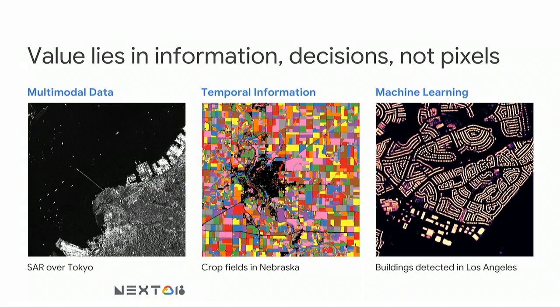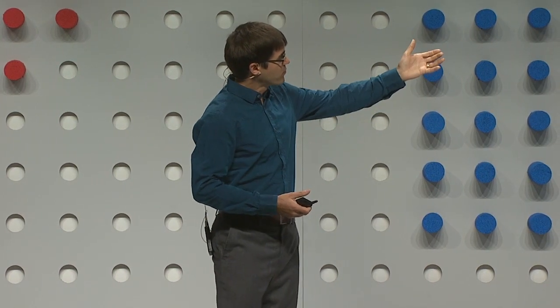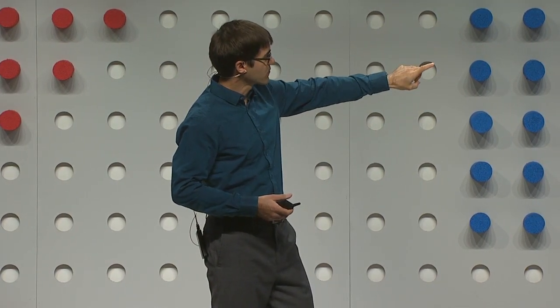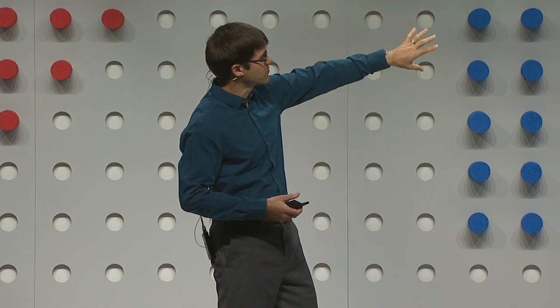So I've talked a lot about all of this raw data, but what's really important is that the value lies in the information in those pictures and the decisions that you can make from that information, not in the raw pixels. So it's important for us to be able to sift through all of that data and arrive at decision points, or be able to monitor something in a supply chain, or make a decision about whether we're going to go here or go there. So being able to pull together all different types of data. So here's SAR over Tokyo, where you can see the ships coming into port. Being able to understand the changes over time.